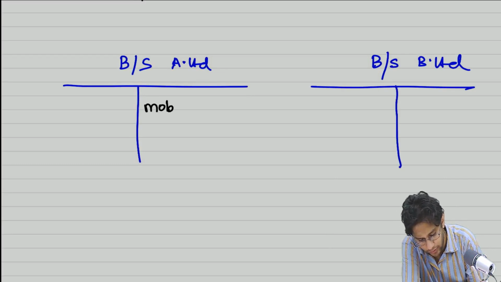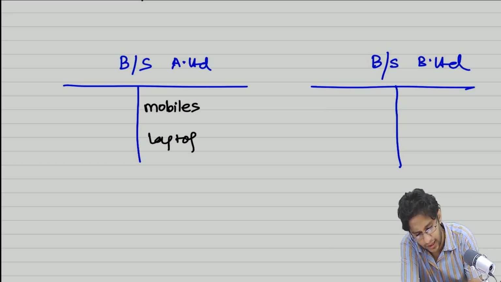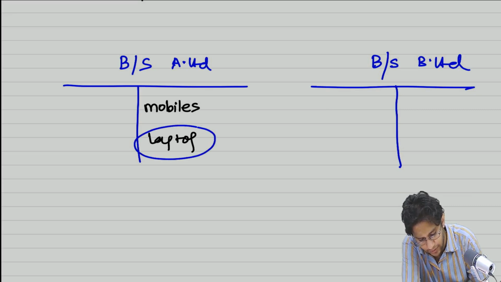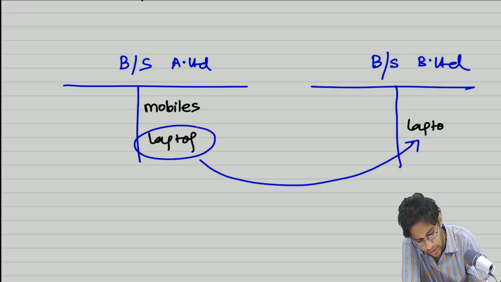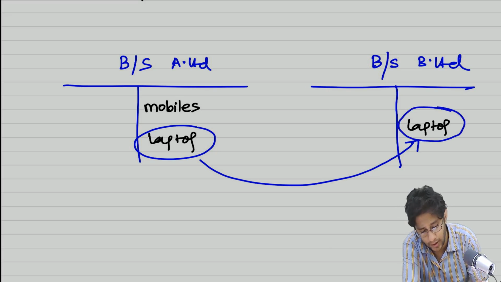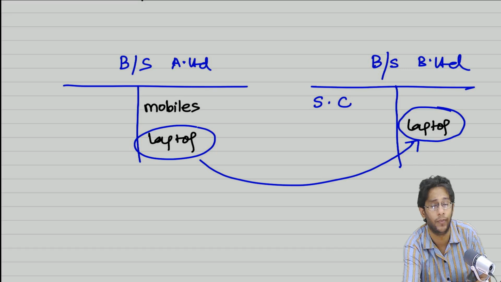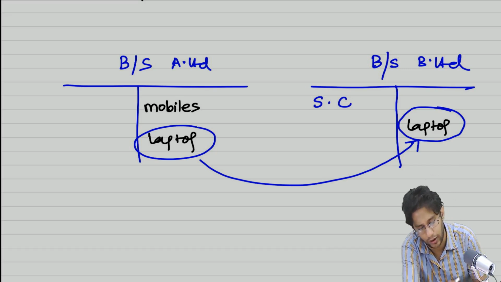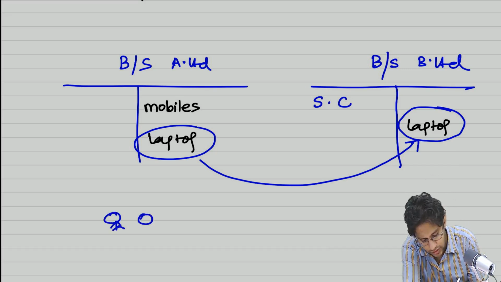This fellow is having two divisions. One is the mobiles division, one is the laptop division. A Limited has transferred this laptop division to B Limited. So the laptop division's assets, liabilities, everything will go into B Limited. B Limited is a newly formed company. It issues shares, not to A Limited, but to the shareholders of A Limited.